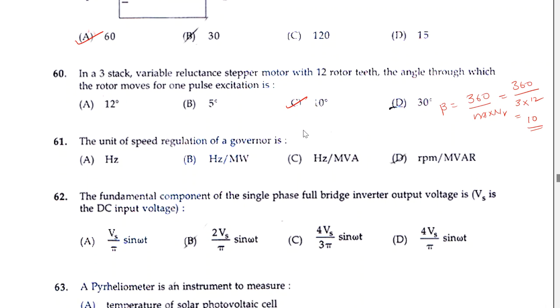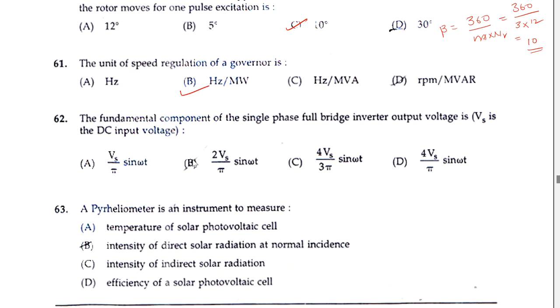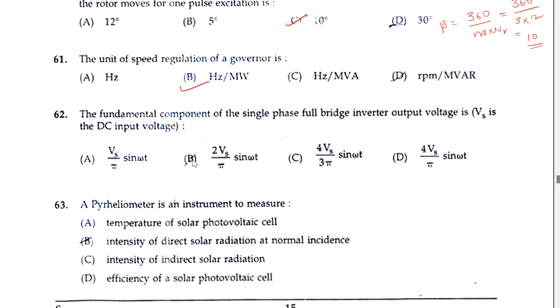Next one, the 61st question here. The unit of speed regulation of the governor is hertz per megawatt. So P is the answer. Next one, the fundamental component of a single phase full bridge inverter with output voltage Vs. Now fundamental means it is 4 Vs by n pi times sin omega t. Just now we have seen this formula here. The same formula is applicable here.